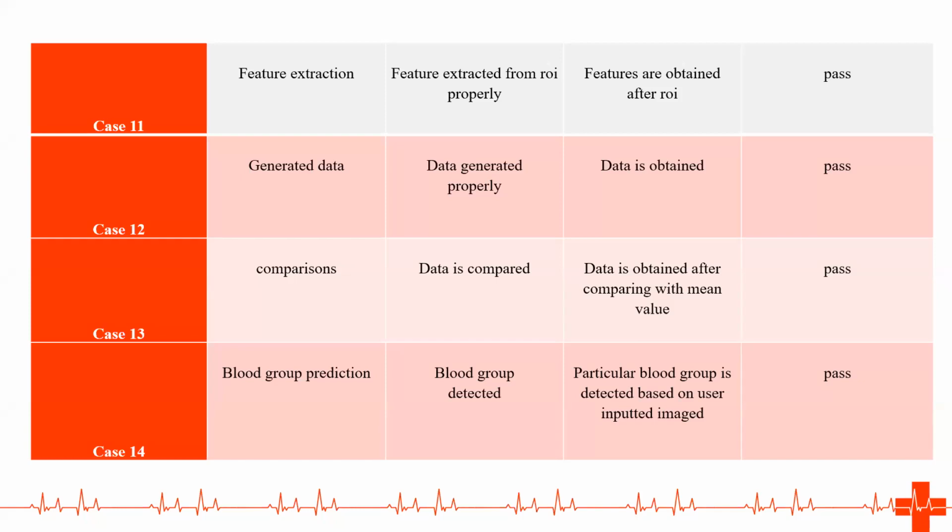So in case 14, blood group prediction is the scenario. Based on the input image, the particular blood group is detected and the test is passed.